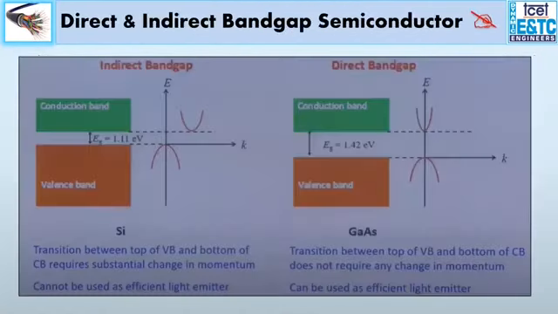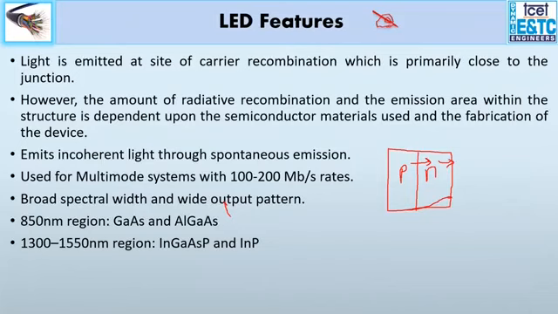Indirect semiconductors do not give us radiative emissions, that is photons, but a non-radiative, or heat energy, is released when the recombination takes place.